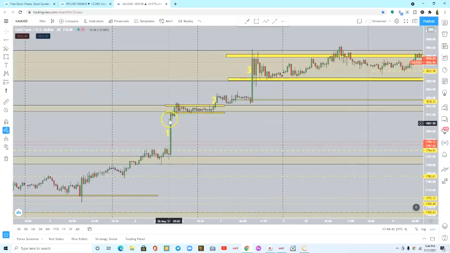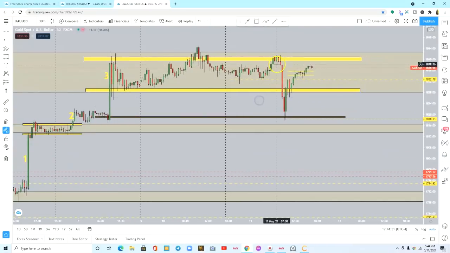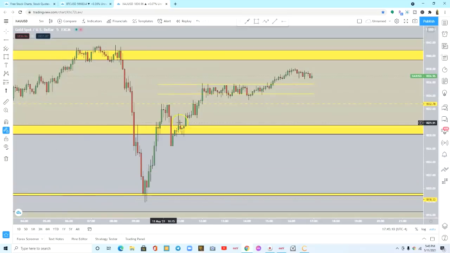bouncing off support. First push, consolidation. Second push, consolidation. Third push. Here we got three pushes, but you can only see this on a 5-minute time frame, because that's where you see the details of the three pushes. You see a push, consolidation, push, consolidation into support. Let's go to the 5-minute time frame so you can see.